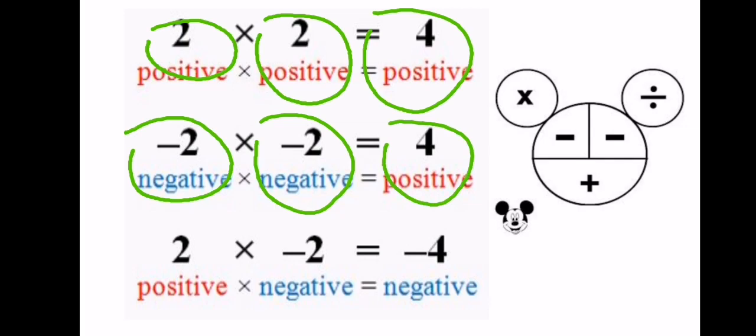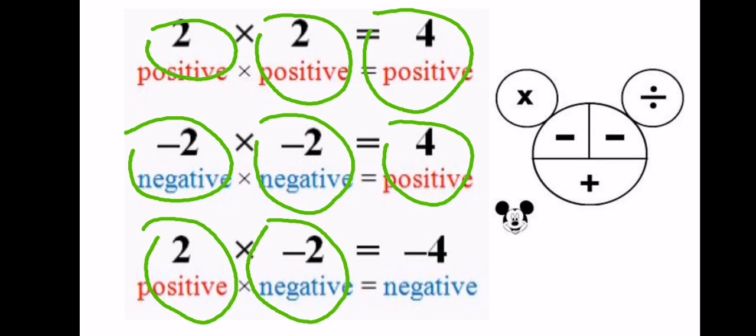The third case that we have in multiplying integers: if you have a positive number multiplied by a negative number, your answer will be negative. And for the numbers, they will not change. 2 times 2 is 4, the sign will not affect your numbers. Okay, so we said positive times positive, positive. Negative times negative, positive. Positive times negative, negative.